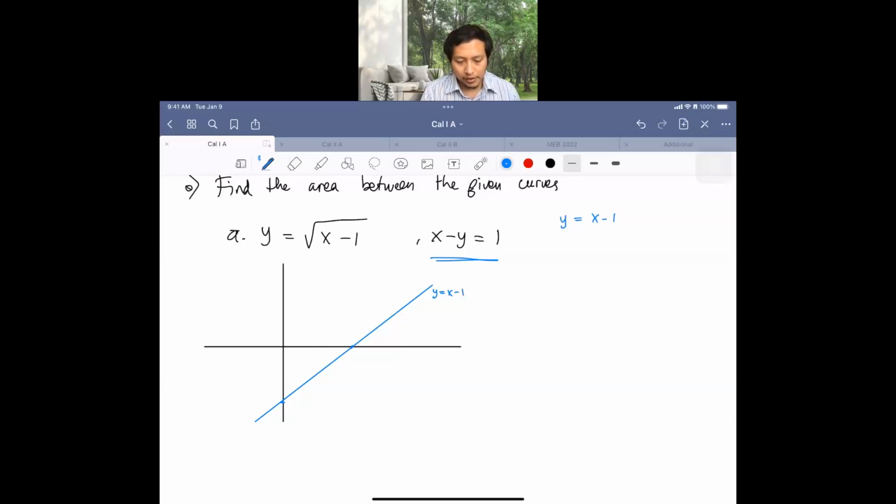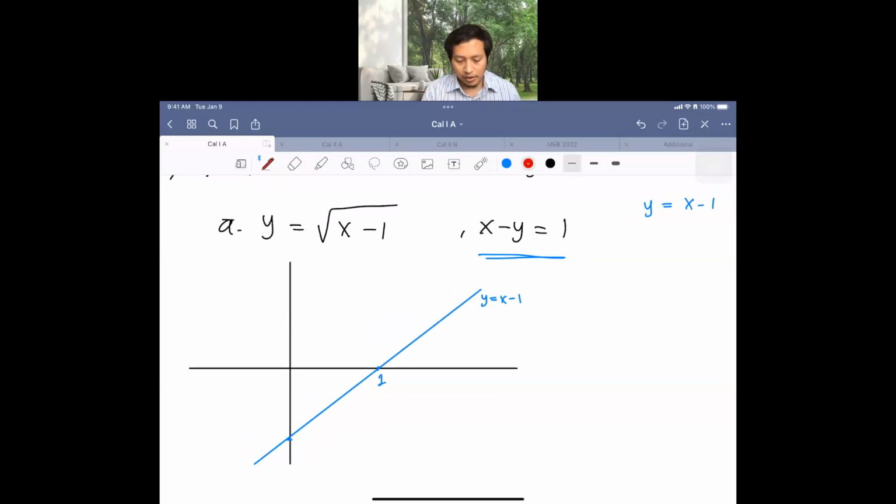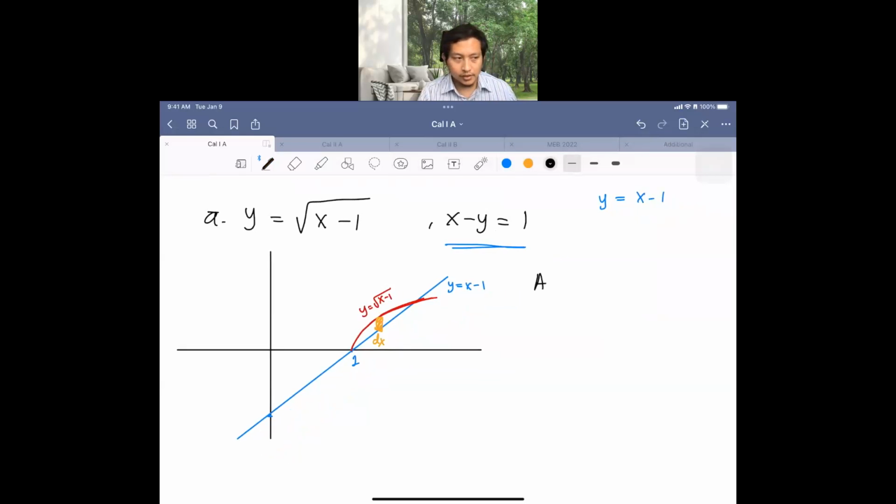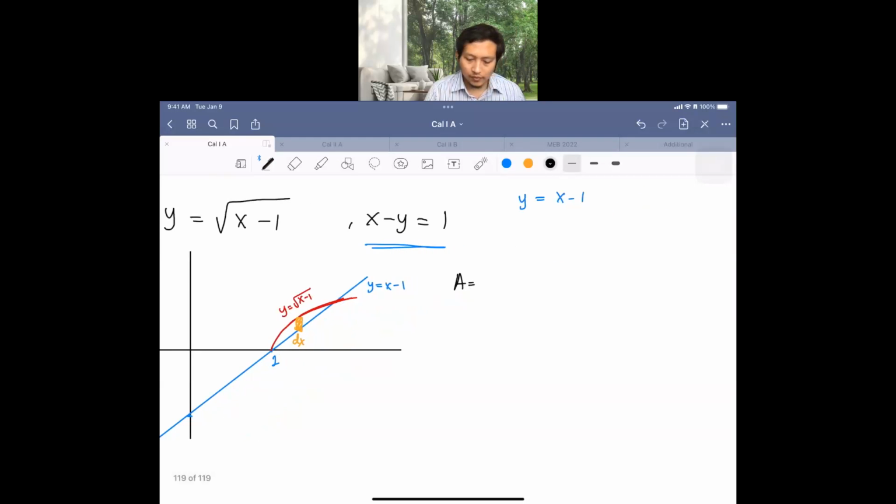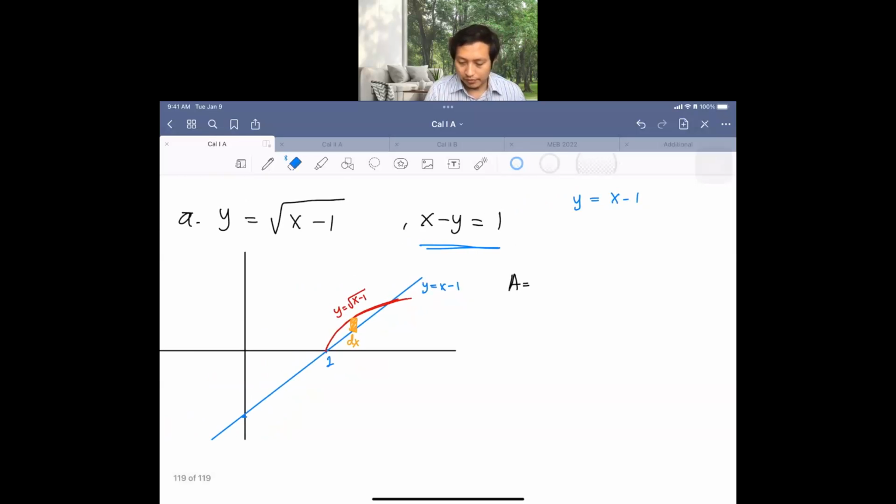And then the square root of x minus 1, at x equal 1, y is 0, should be here and should have that curve. So this will be y equals square root of x minus 1. So for the area, if you want to try using dx, we can take dx as this rectangle. So we can start to write the area, but maybe first finding the intersections.